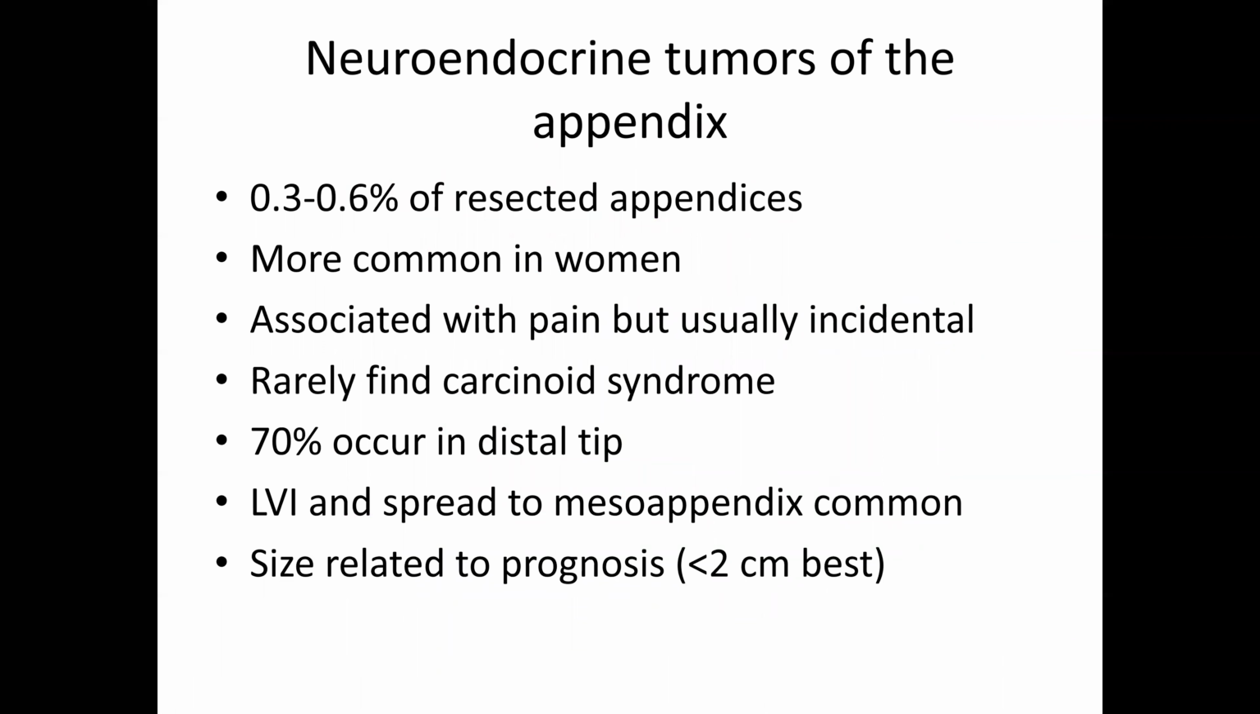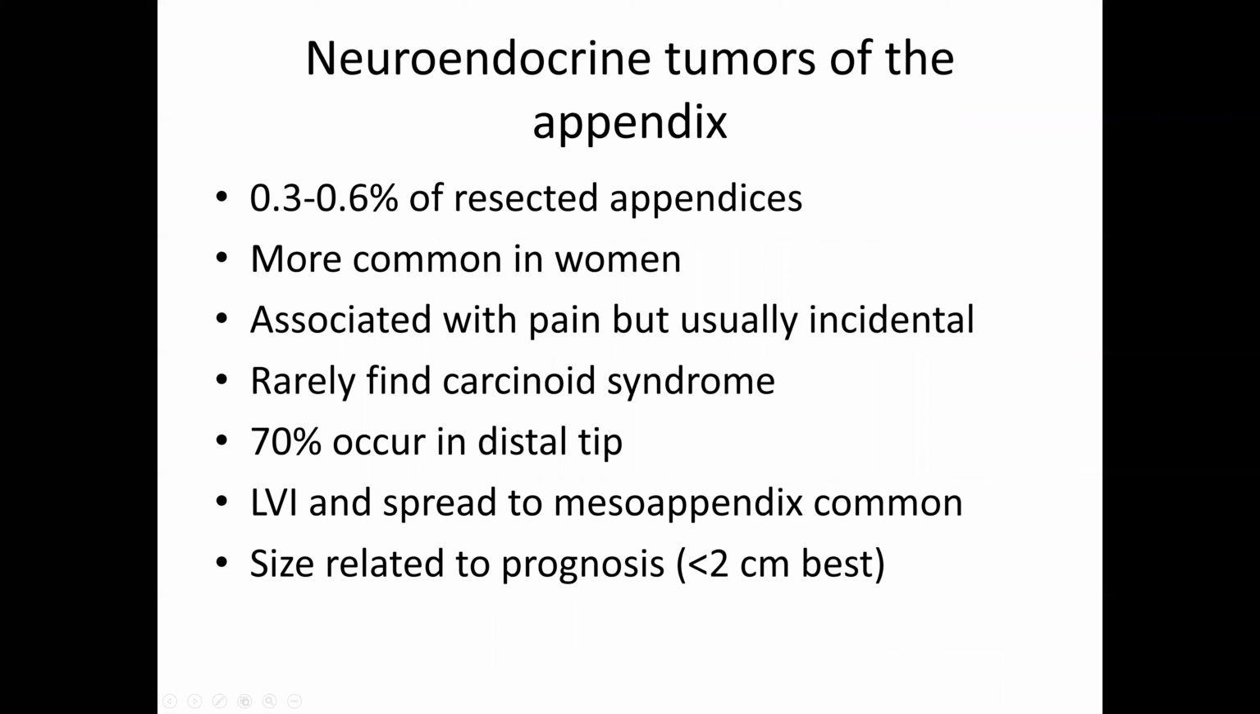Neuroendocrine tumors, something that everyone should be familiar with if they're going to do surgical pathology. You're going to see these in your experience. Even though they're a small percentage of resected appendices, you multiply this over your career of examining maybe 10,000 appendices, and you're going to see some of these.